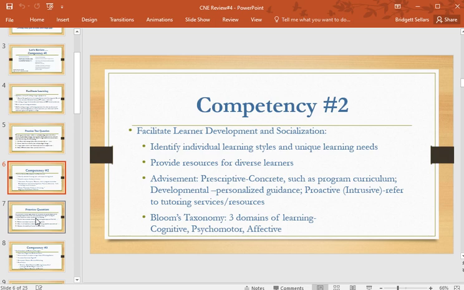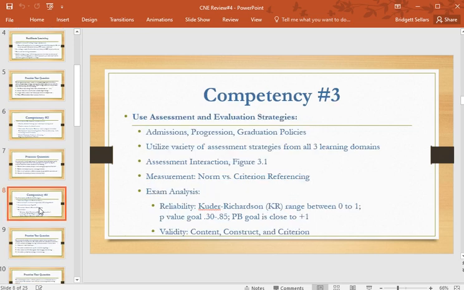Competency 2. We facilitate learner development and socialization in many ways. One of the ways that we've talked about is through advisement. There are different levels and types of advisement: prescriptive, developmental, and proactive or intrusive. Make sure you understand the differences between Bloom's taxonomy, 3 domains of learning.